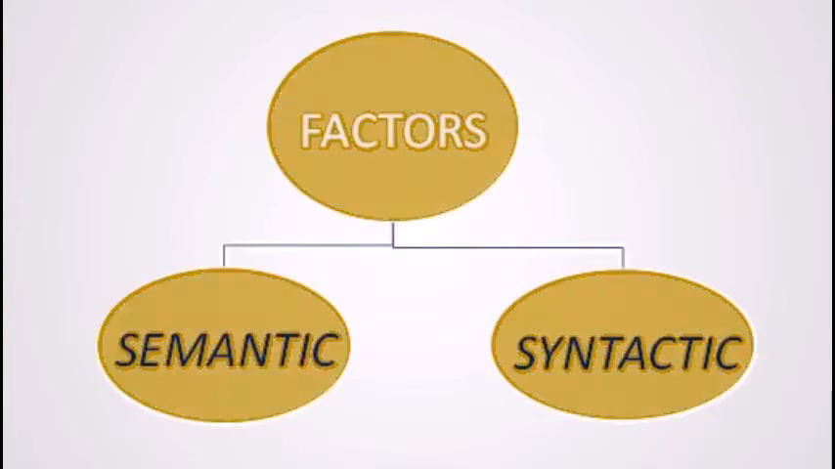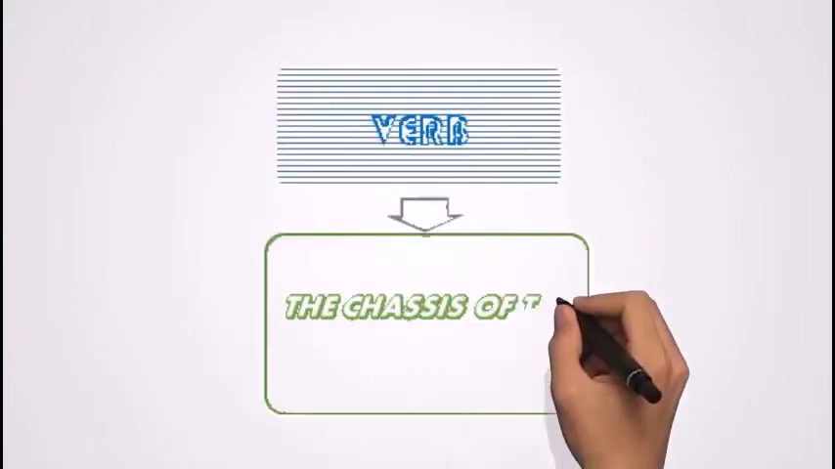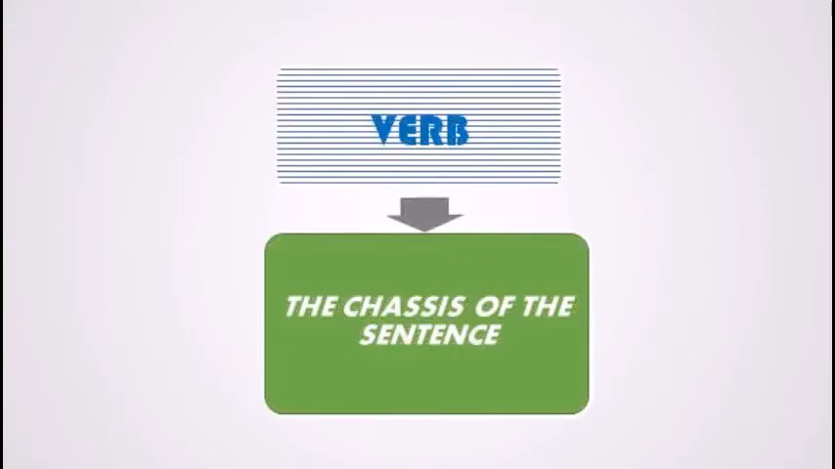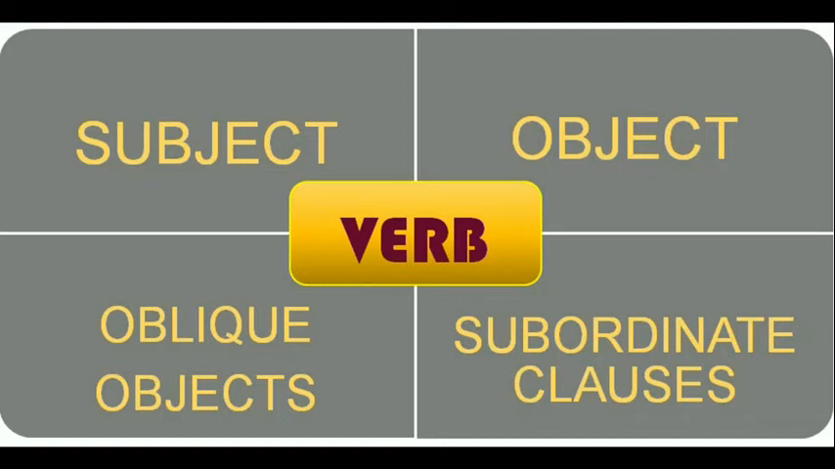Most of this research has taken into account both semantic and syntactic factors, because a verb is not just a word for a particular kind of event, but also the chassis of the sentence. It is a framework with receptacles for the other parts, the subject, the object, and the various oblique objects and subordinate clauses included in it. Moreover, the meaning of a verb tends to correlate with the range of syntactic constructions that can occur in it.